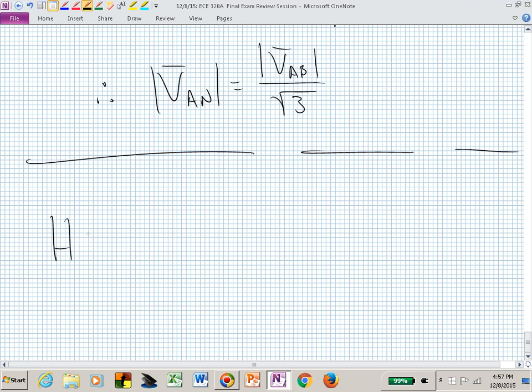Let's look at a Bode plot where we have a complex factor.